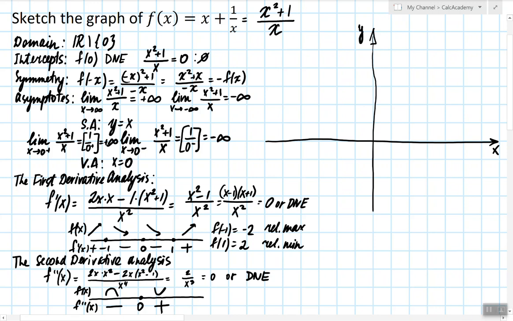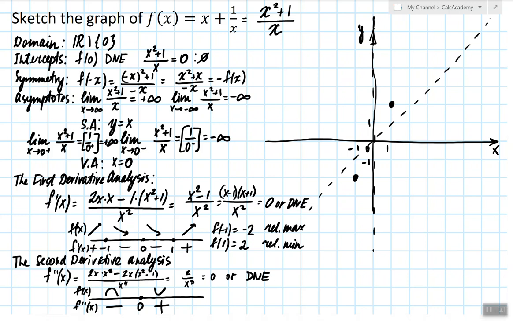Let's go from the beginning. At 0 we have an asymptote. The function is not defined, but we do have an asymptote. At -1 we have the value -2. At 1 it is 2. And we also have the slant asymptote y equals x, and the vertical asymptote, which we already got. Now we can start graphing.